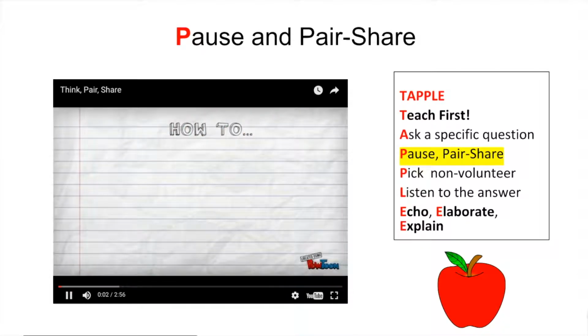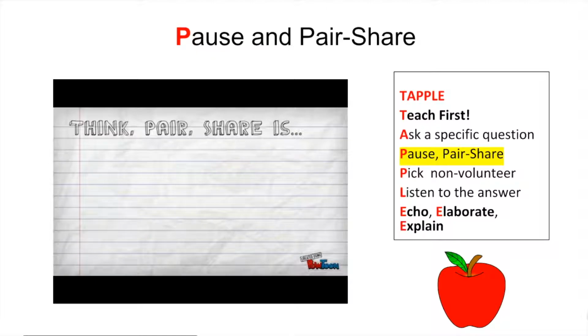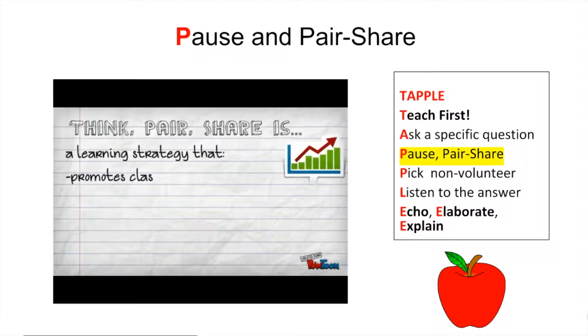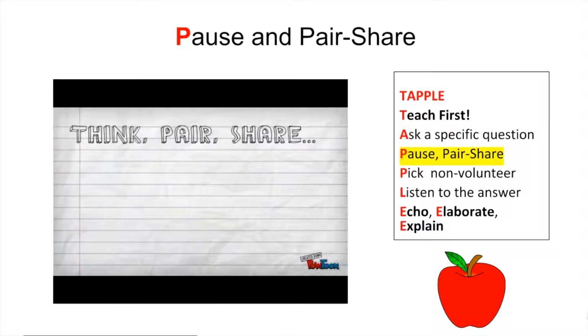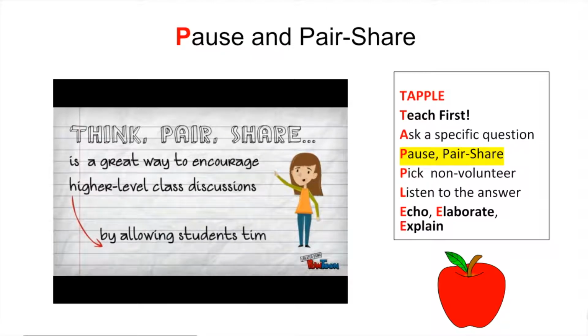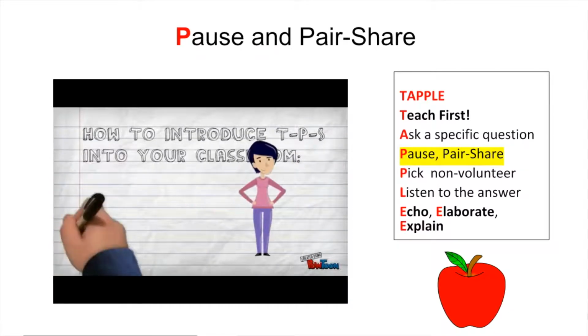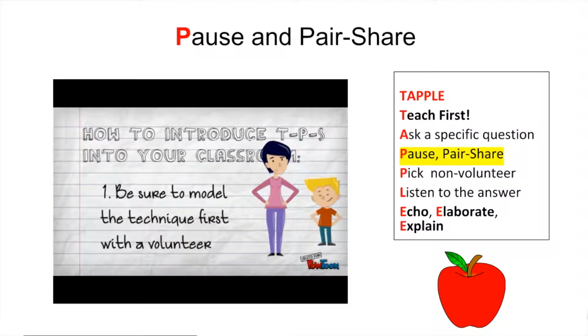How to think, pair, share. Think, Pair, Share is a learning strategy that promotes classroom participation, can be used at any age, and can be planned or impromptu. Think, Pair, Share is a great way to encourage higher-level class discussions by allowing students time to think and reflect beforehand. In order to introduce Think, Pair, Share into your own classroom, be sure to model the technique first with a volunteer.